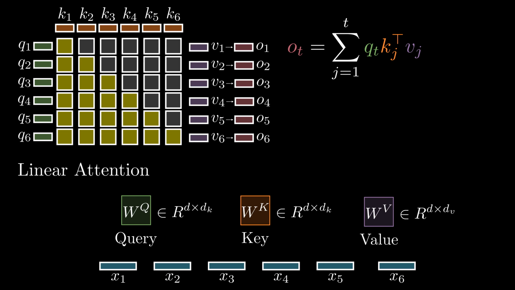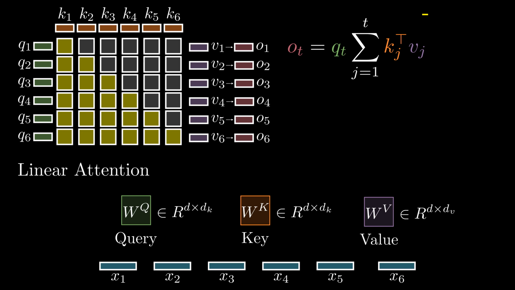Let's take a look at the equation. Each term involves three vectors: query vector Qt, key vector Kj, and value vector Vj. Here, the query vector Qt remains the same throughout the summations over index j. Due to the linearity of dot product, we can factor out the query vector Qt from the summation.